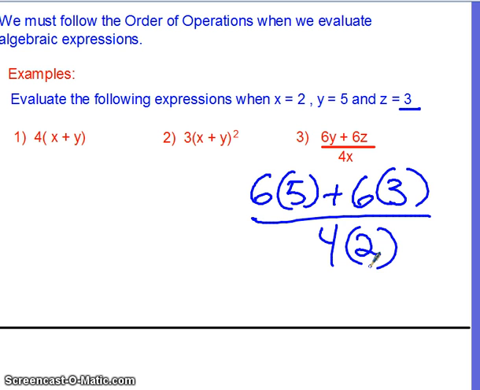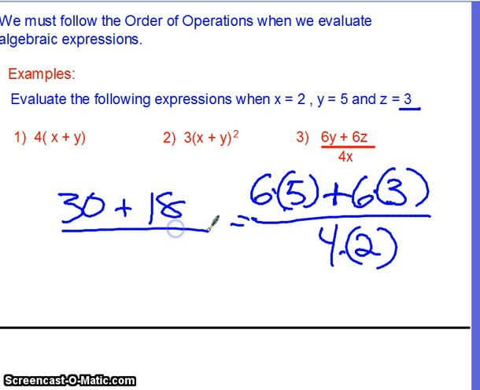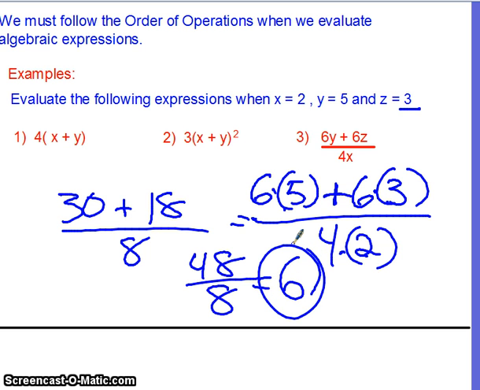So now you can see we have some multiplication here to take care of, and then we can do the addition and solve on top and on the bottom. So let's work it over this way. We're going to have 6 times 5 is 30, plus 6 times 3 is 18, over 4 times 2, which is 8. So now we have to clear the stuff on top of the fraction bar before we do anything else. So 30 plus 18 is 48 over 8. And if we just divide that now, we're going to get 6 as our final answer.